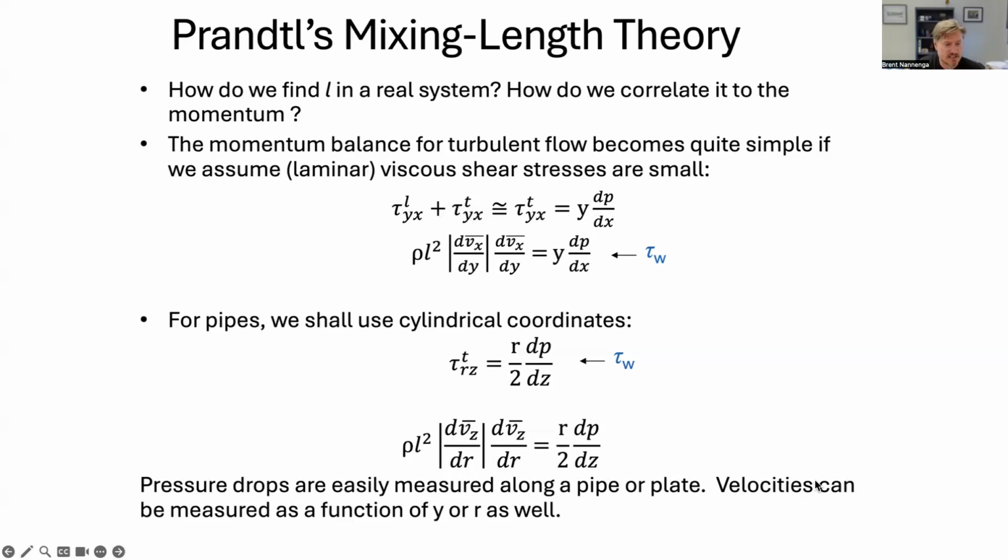Additionally, you can measure velocities as a function of y or r as well. It might not be as easy as pressure drop, but you can do it. So now we've got this in terms of measurable parameters. You can measure average velocities as a function of r, average velocities as a function of y. And so we're starting to be able to get these terms into something that we can actually measure experimentally.